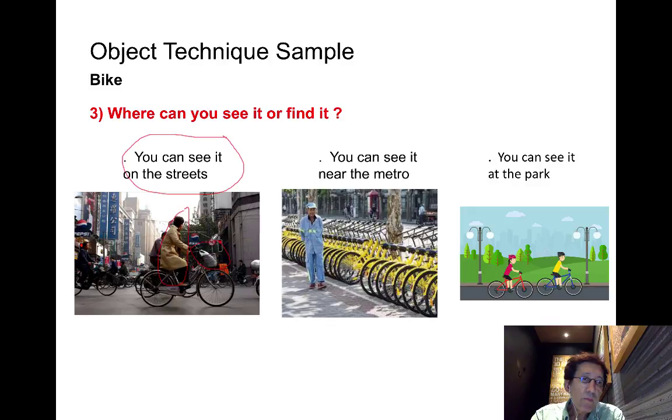Also, I see the street. Maybe here there is no car, only the bicycle. Only the bicycles? Okay, very good. All right, go to the next picture, near the metro. Describe that picture in detail.